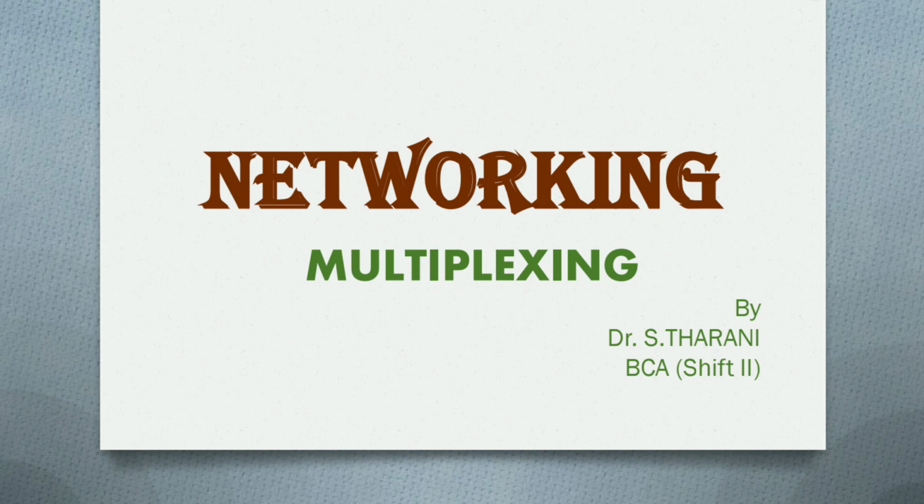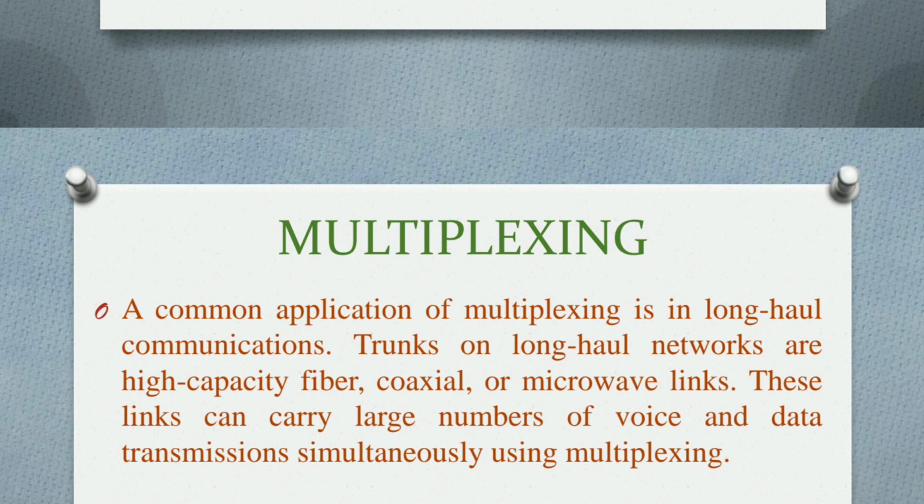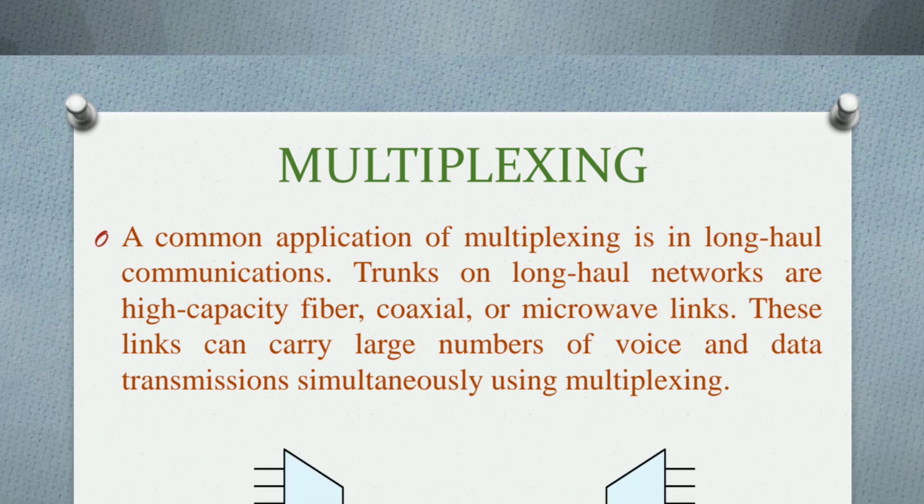Multiplexing means that two communication stations will not utilize the full capacity of a data link. For efficiency, it should be possible to share the capacity of a single cable. It's called multiplexing.